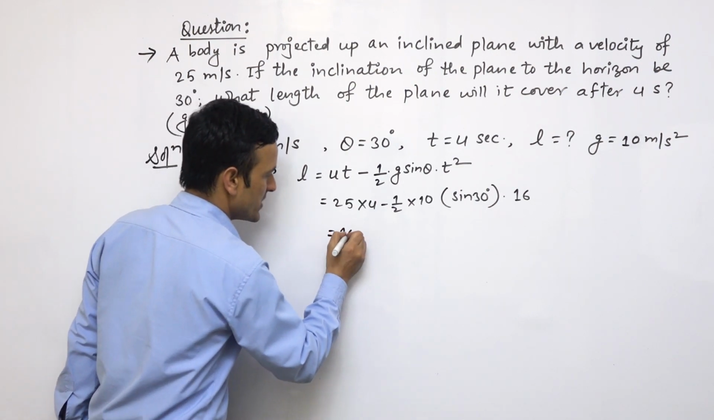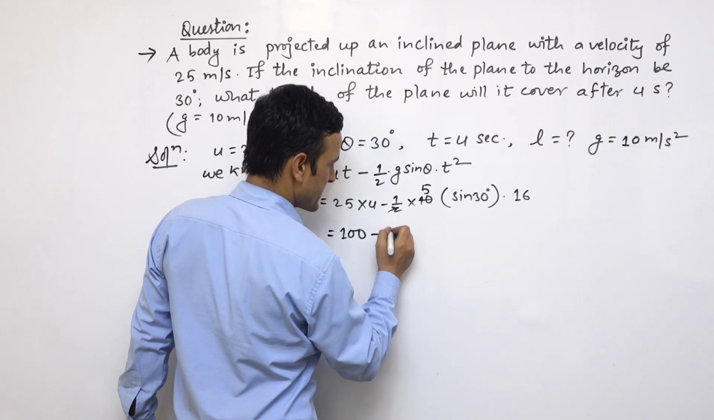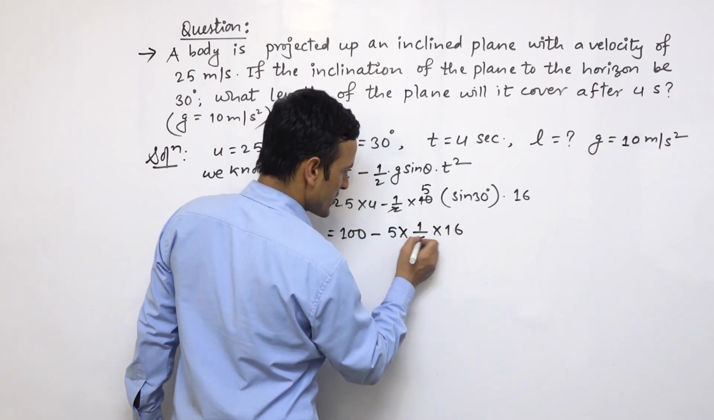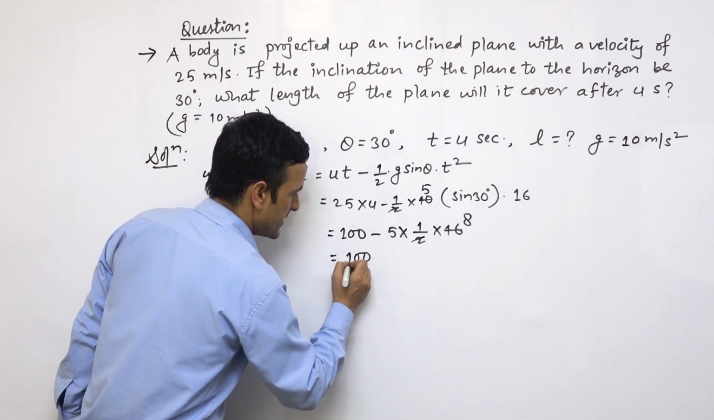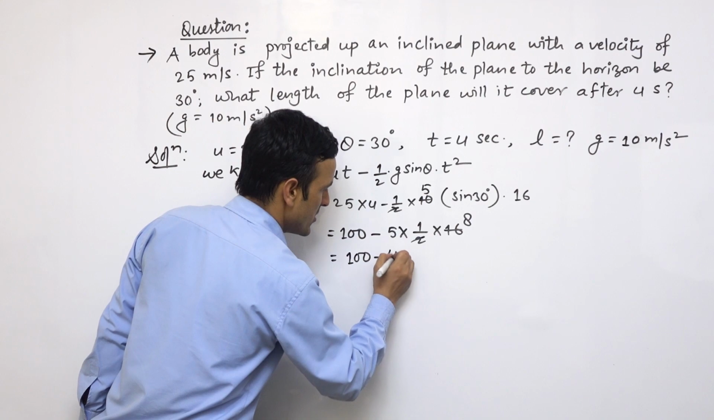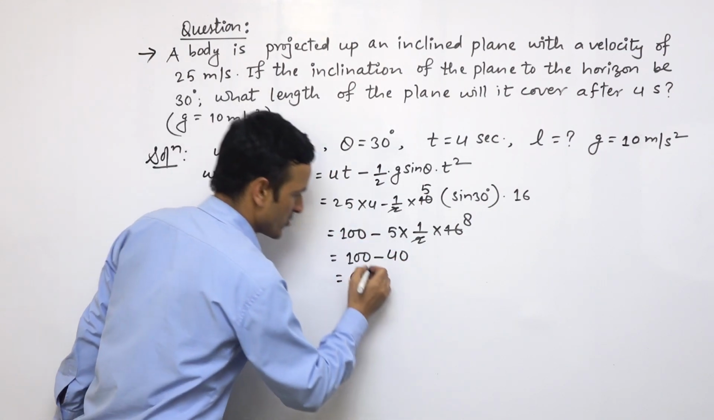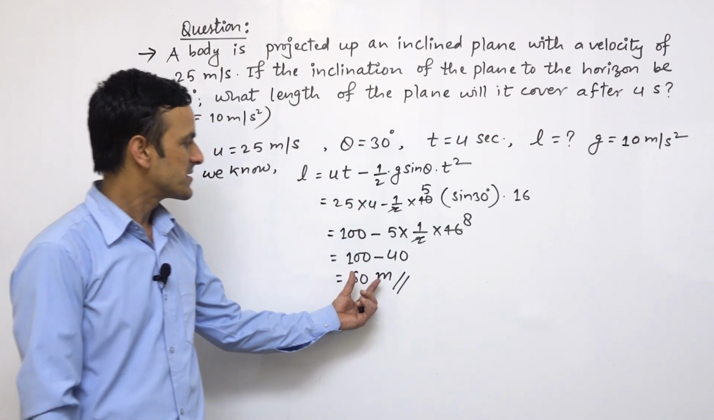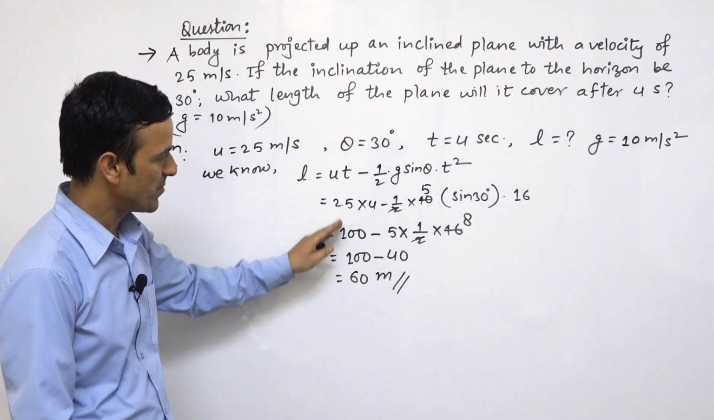So solve it. 25 4s are 100. 2 5s are 10, this is 5. Sin theta means 1/2 into 16. So 2 8s are 8. This means 100 minus 8 5s are 40, which is 60. So it is distance, so its unit is meter. So it covers 60 meter after 4 seconds according to the information.